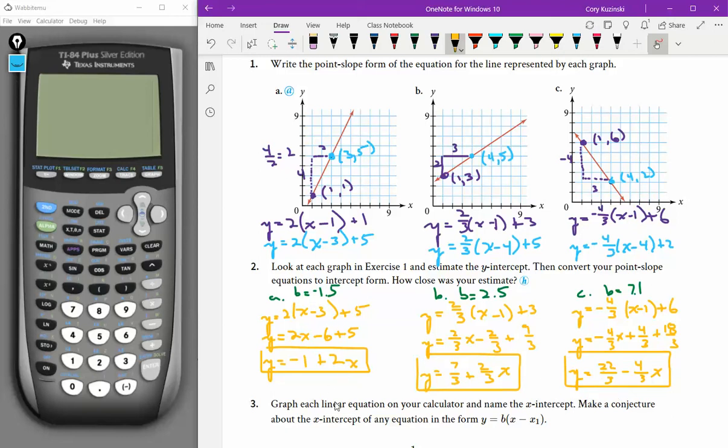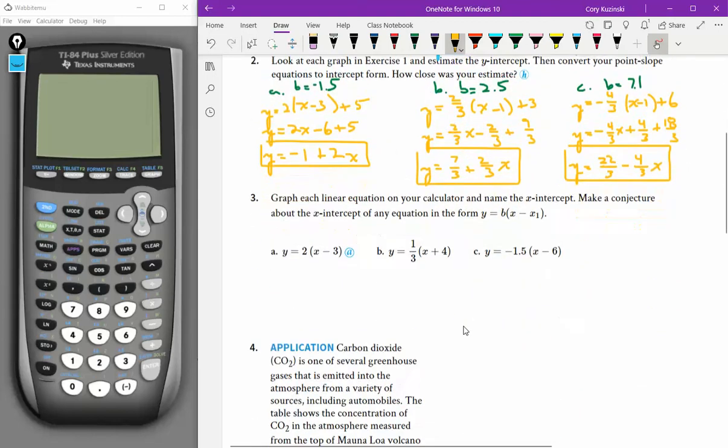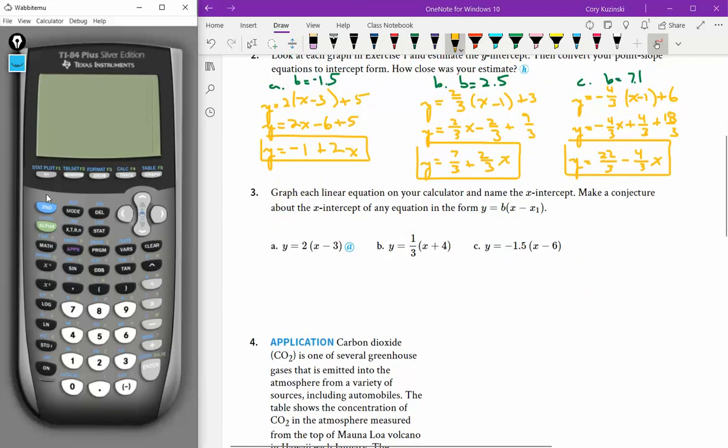22/3 right there. Graph each linear equation on your calculator and name the x-intercept. Make a conjecture about the x-intercept of any equation in that form. Okay, so we're going to graph this and look for the x-intercepts. Let's go to y equals. Clear these equations that I have in here. All right, punch this first one in, 2 times x minus 3. And let's graph it.